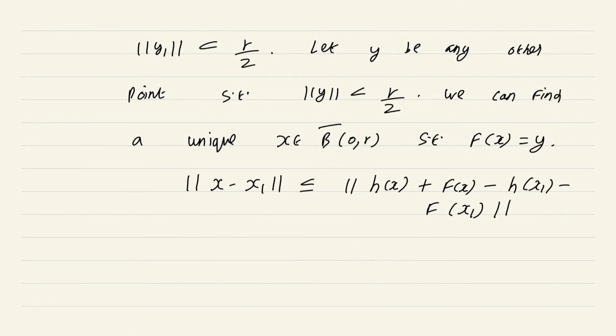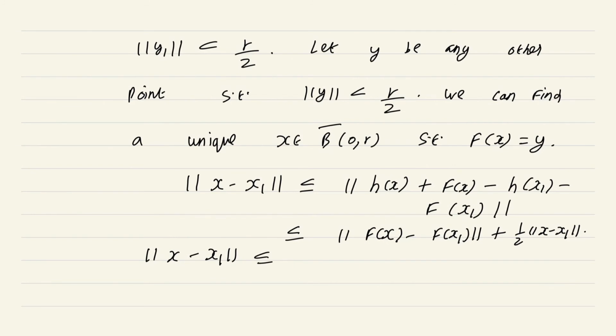In fact, I believe this is going to be an equality, not even a less than or equal to. So this is less than or equal to norm fx minus fx1 by triangle inequality, plus half norm x minus x1, because h is a contraction. We've already seen this is just the application of the mean value theorem. So the net upshot of all this is that norm x minus x1 is less than or equal to twice norm f of x minus f of x1. We just take half of norm x minus x1 to the other side and cross multiply this 2 and you get this.